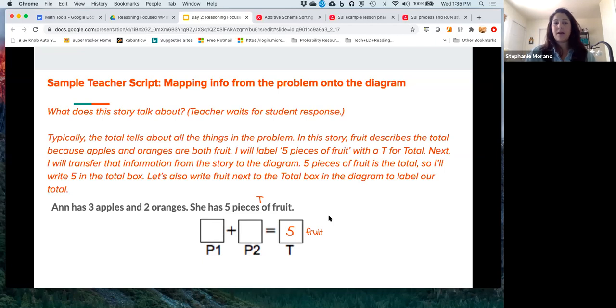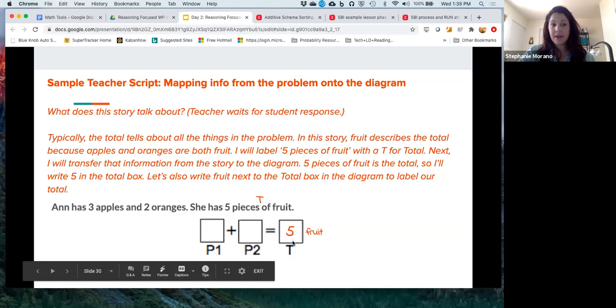So we would say something like, typically the total tells about all the things in the problem. In this story, fruit describes the total because apples and oranges are both fruit. So I will label 5 pieces of fruit in the story with a T for total. And next, I'll transfer that information from the story to the diagram. 5 pieces of fruit is the total, so I'll write 5 in the total box. Let's also write fruit next to the total box in the diagram to label our total.